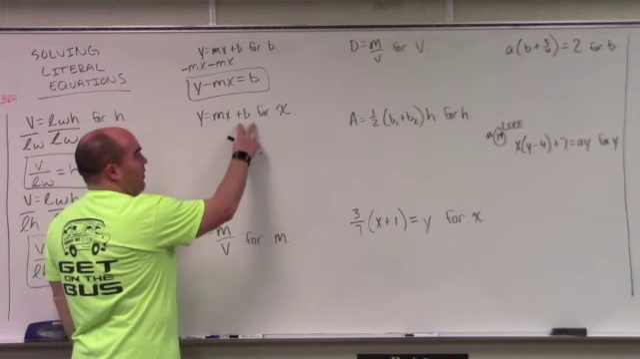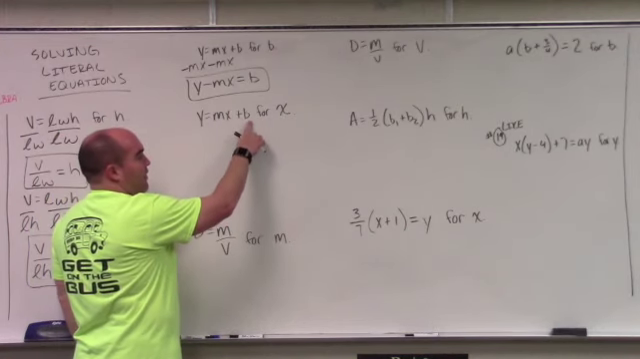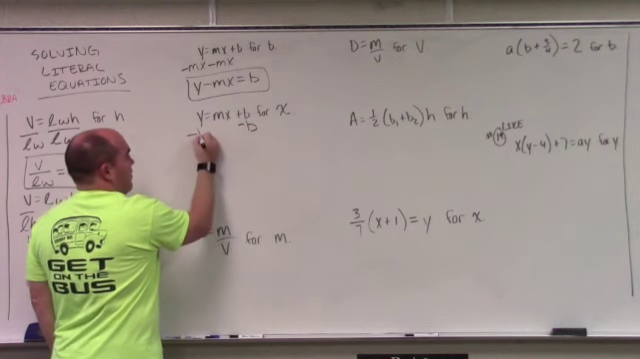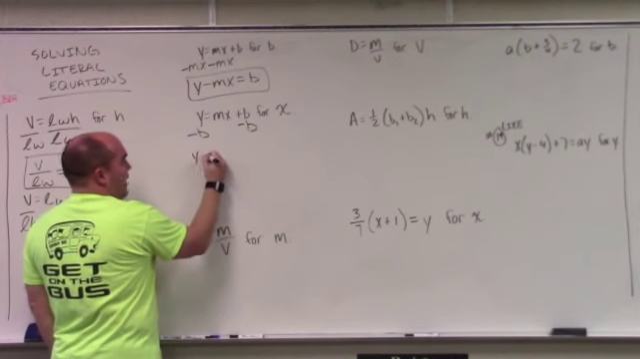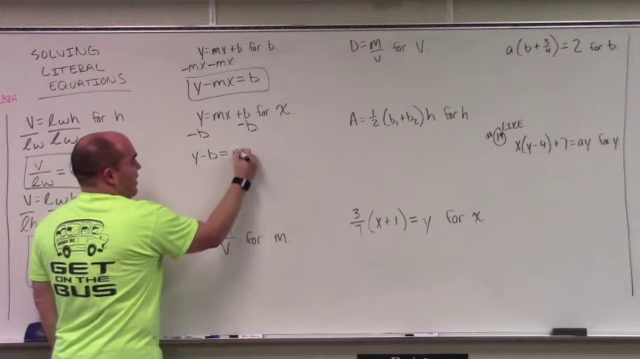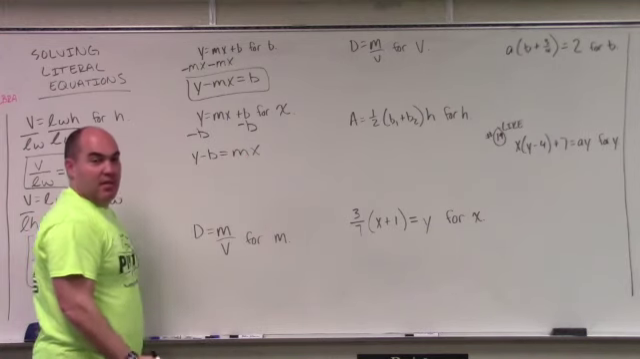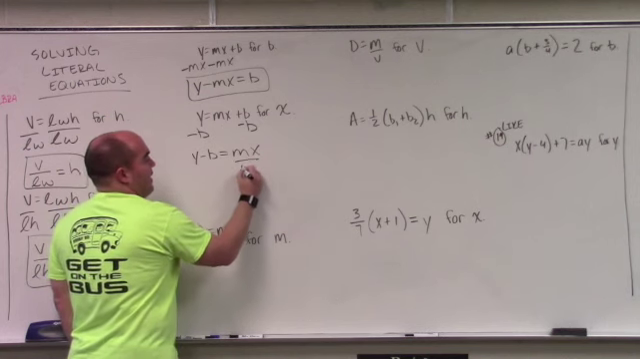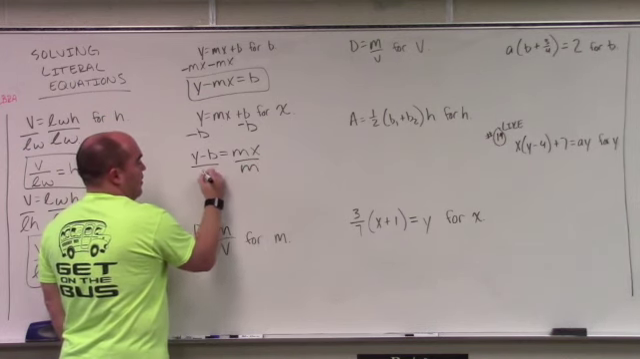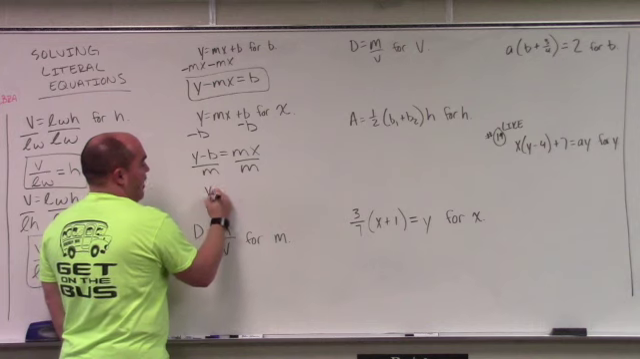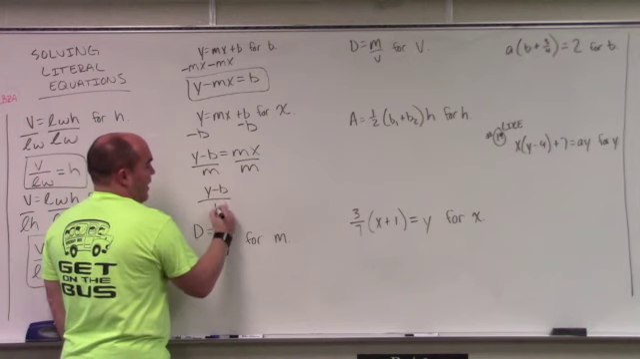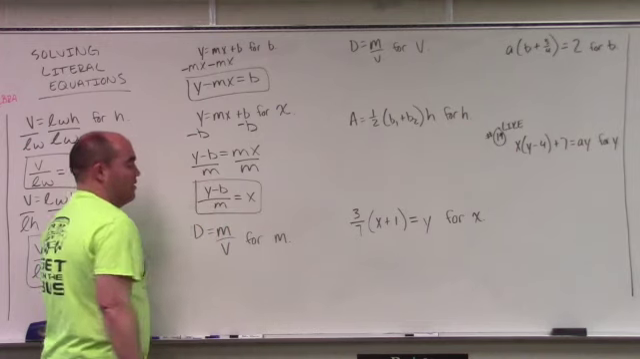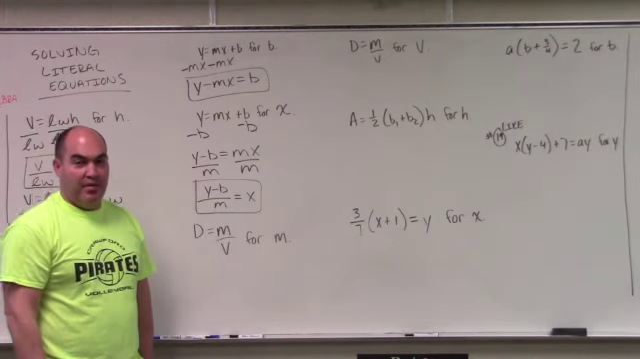I want to get rid of the plus b first. So if I subtract b, then now the y minus b is on the other side and I have m times x. Well, if I have m times x, then I want to divide the m over here. So I get y minus b divided by m equals x. And so then that is my answer for that one.